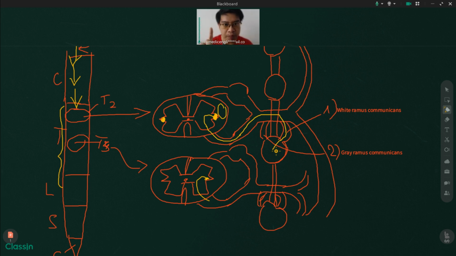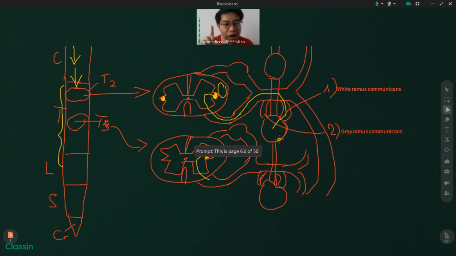Very, very carefully, look. The number one thing it can do is that it can synapse right here at this sympathetic ganglion to make the postganglionic neurons, and the postganglionic neurons are going to go to the gray ramus communicans and then either go to the anterior ramus or the posterior ramus, depending on its location.